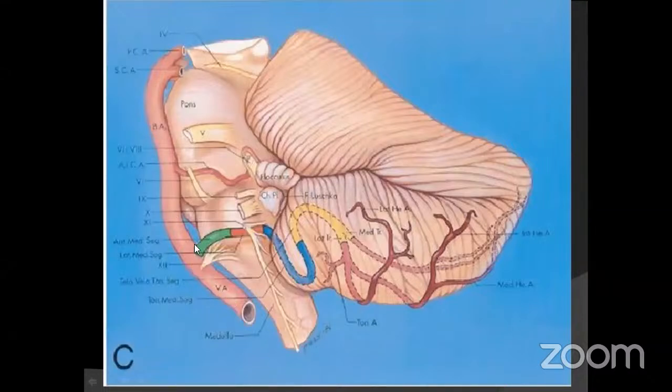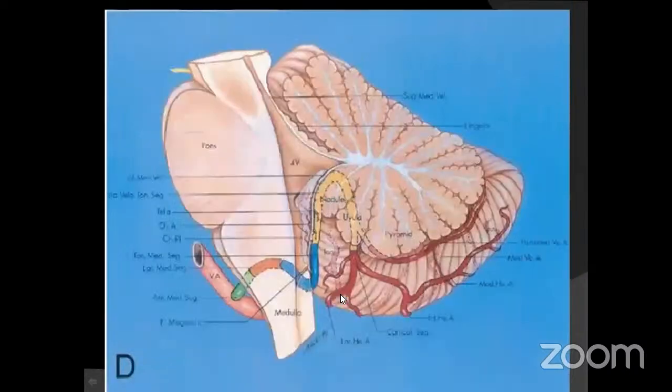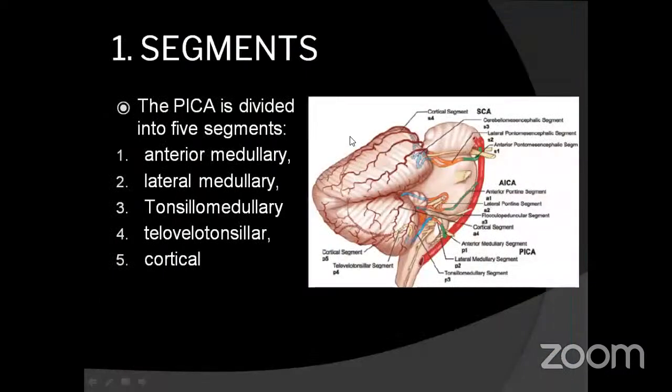Again, a diagrammatic illustration showing origin of PICA from the vertebral artery. Its division into multiple segments, and then it's going to supply the suboccipital surface of the cerebellum. So what are the segments of the PICA that we are discussing? Just as we did in SCA, that it was divided into 4 segments, and we did in AICA that it was divided into 4 segments, the PICA is basically divided into 5 segments. So the names would be the anterior medullary, lateral medullary, tonsillomedullary, telovelotonsillar, and cortical.